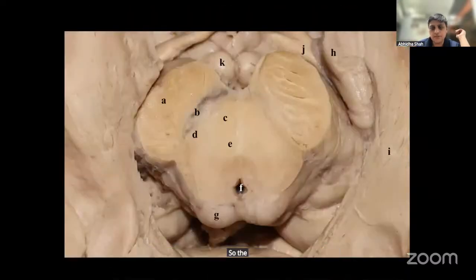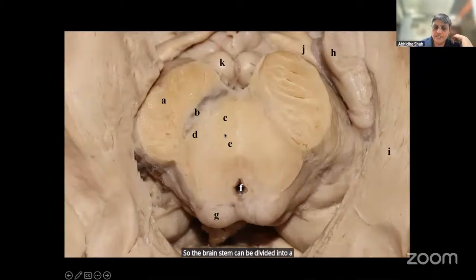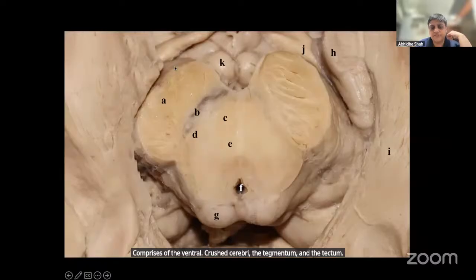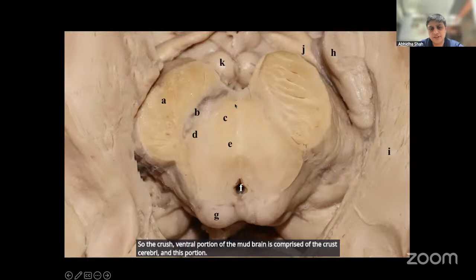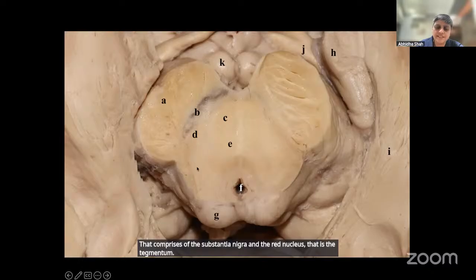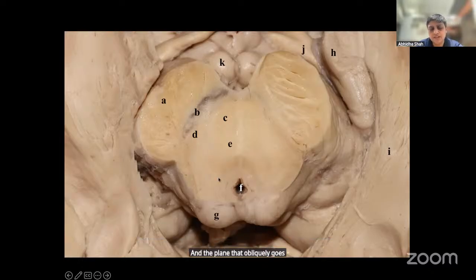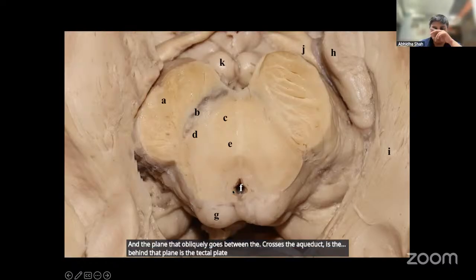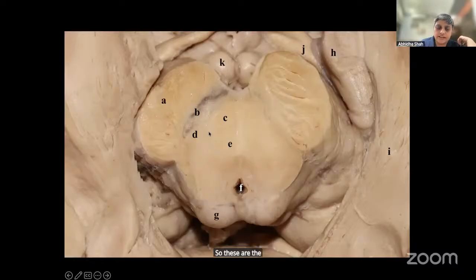The brainstem can be divided into a ventral part and a dorsal part. Let's look at the midbrain first. The ventral part of the midbrain comprises the crus cerebri, the tegmentum, and the tectum. The ventral portion is the crus cerebri, and the portion that comprises the substantia nigra and the red nucleus is the tegmentum. The plane that obliquely crosses the aqueduct, behind that plane is the tectal plate or the tectum. This is the way we look at the anatomy of the midbrain.